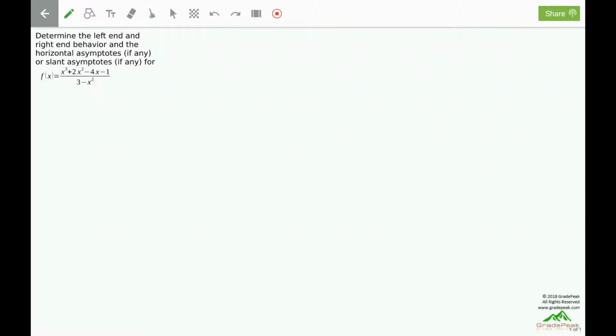Determine the left end and right end behavior and the horizontal asymptotes, if any, or slant asymptotes, if any, for f of x equals x cubed plus 2x squared minus 4x minus 1, divided by 3 minus x squared.